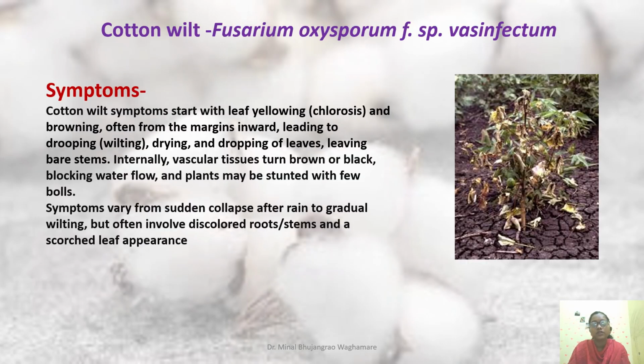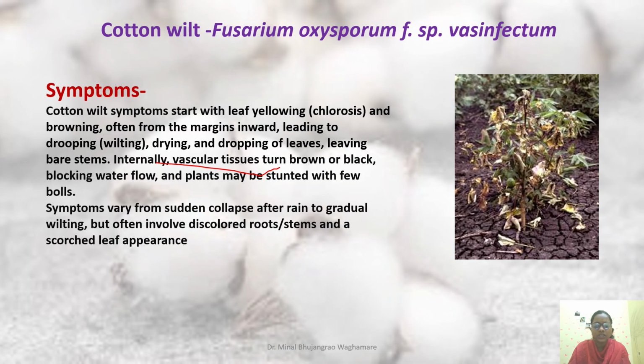Coming to the next disease, that is cotton wilt. The causal organism is Fusarium oxysporum f. sp. vasinfectum. In this, the main symptom we can see is wilting, drying of the plant. This pathogen will attack the vascular tissue of the plant, internally the xylem and phloem. It leads to the formation of tylosis inside the plant.